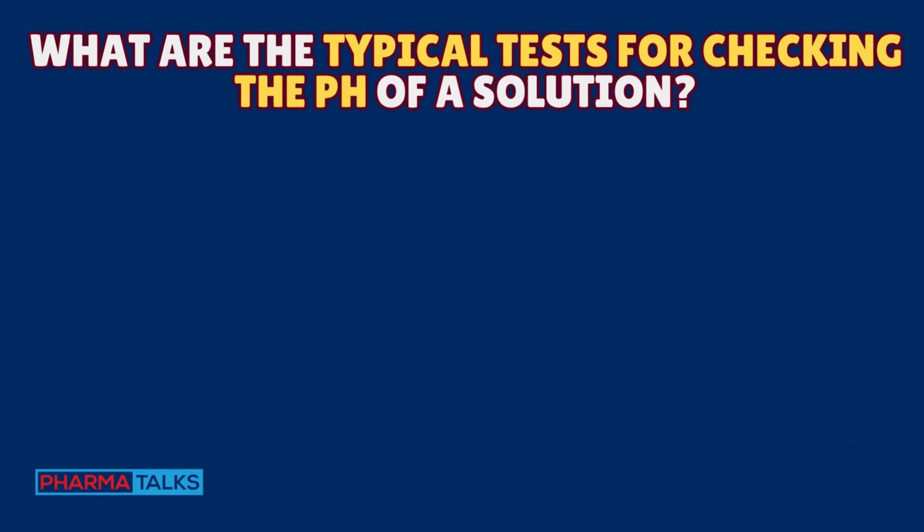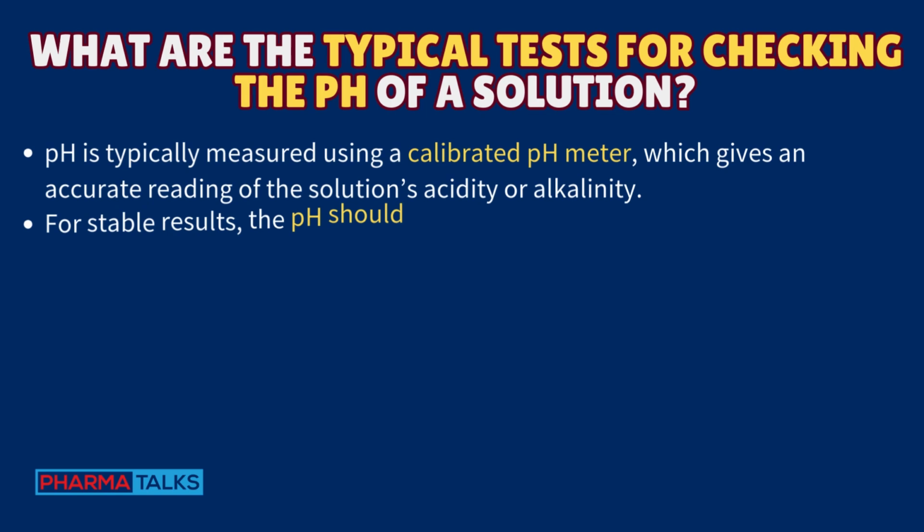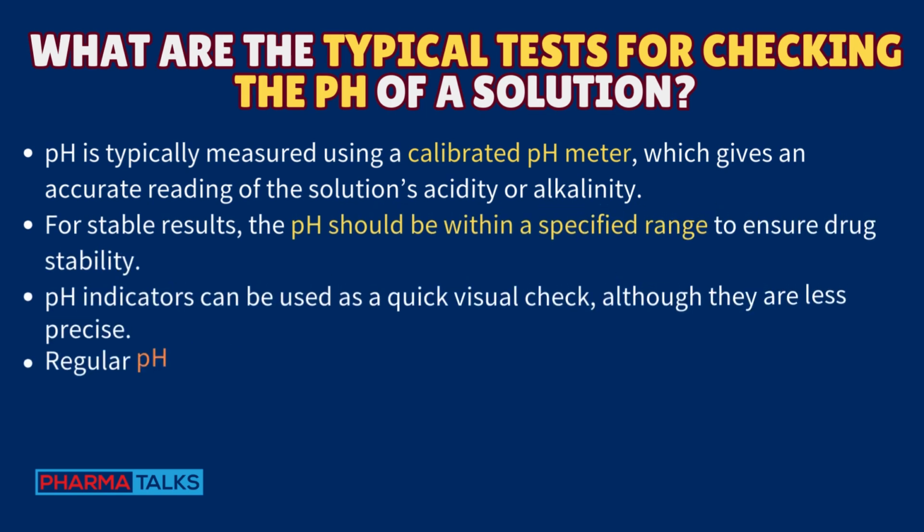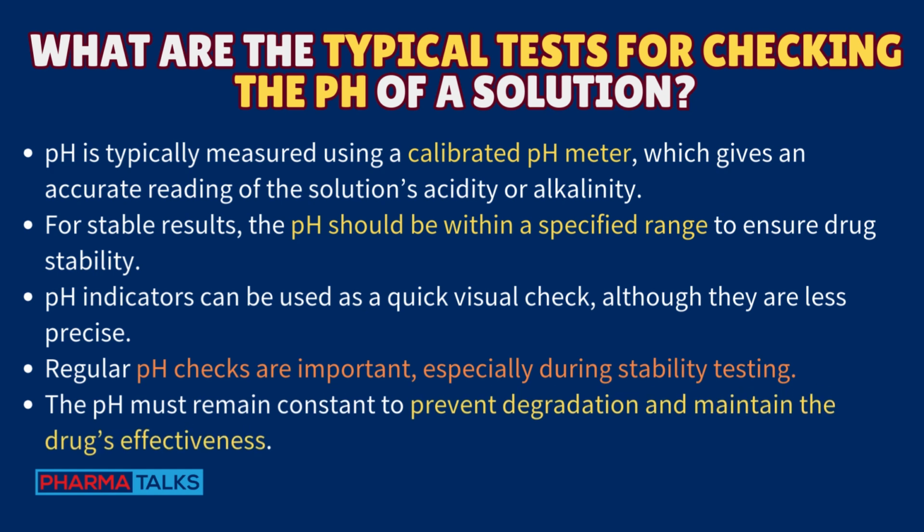What are the typical tests for checking the pH of a solution? pH is typically measured using a calibrated pH meter, which gives an accurate reading of the solution's acidity or alkalinity. For stable results, the pH should be within a specified range to ensure drug stability. pH indicators can be used as a quick visual check, although they are less precise. Regular pH checks are important, especially during stability testing. The pH must remain constant to prevent degradation and maintain the drug's effectiveness.